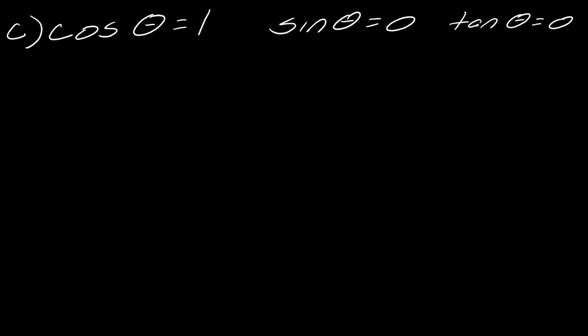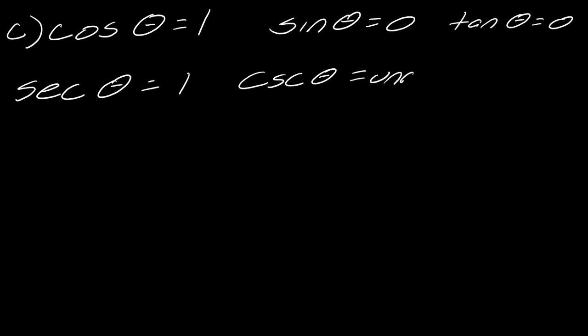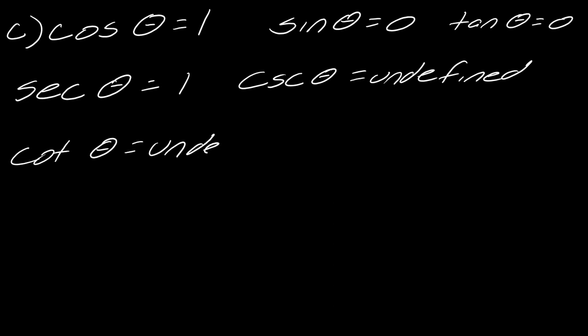Okay, so using my reciprocal identities, secant of theta is just going to be 1 over 1, so that just equals 1. Cosecant of theta, the reciprocal of 0 is undefined, so this will be undefined. And then that can also be said of cotangent of theta, so this is also undefined. So we didn't need the quadrant in this case, right? So that's it for this one.